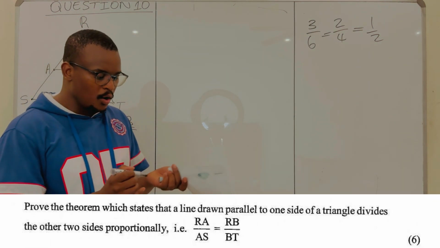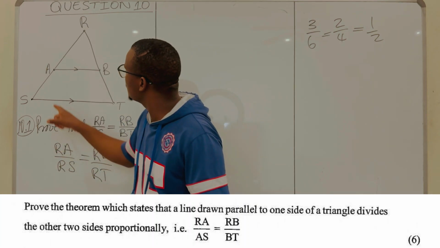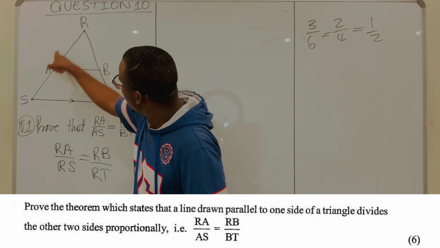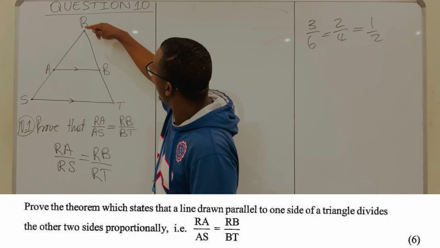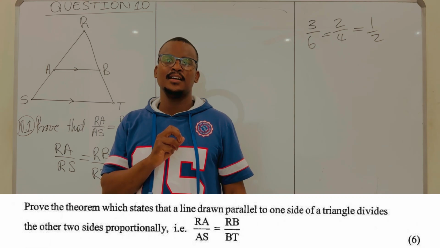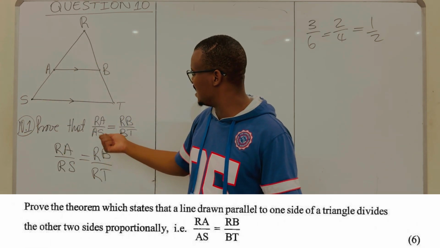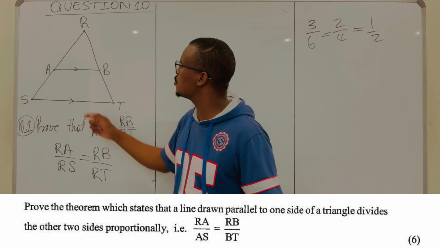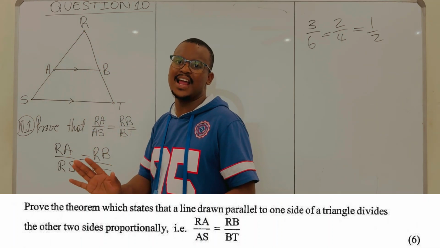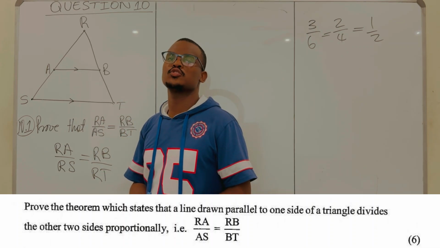So it does not matter which parts you take as long as you are consistent. So even if you can say your AS over the entire thing should be the same as your BT over the entire thing. As long as you take the ratios of the same parts, then those ratios will be equal. That's what this thing means. It is not necessarily stuck to this ratio, just this part over this one and this part over that part. It does not necessarily end there. As long as you take the ratio of the same parts, then those ratios should be equal.